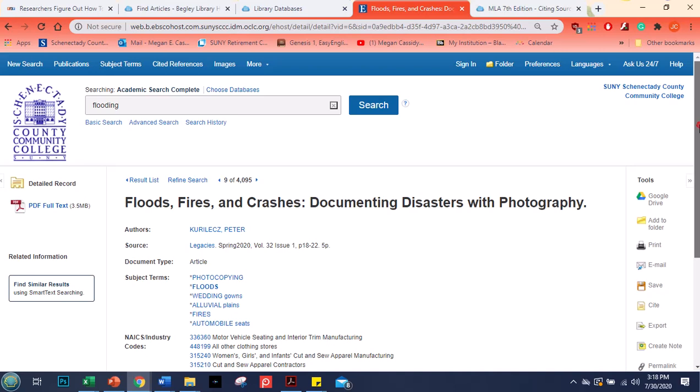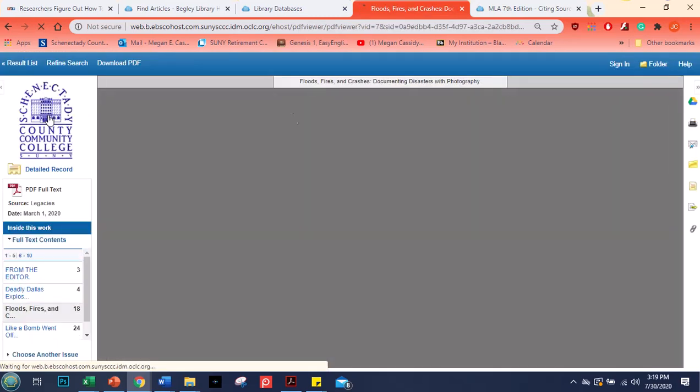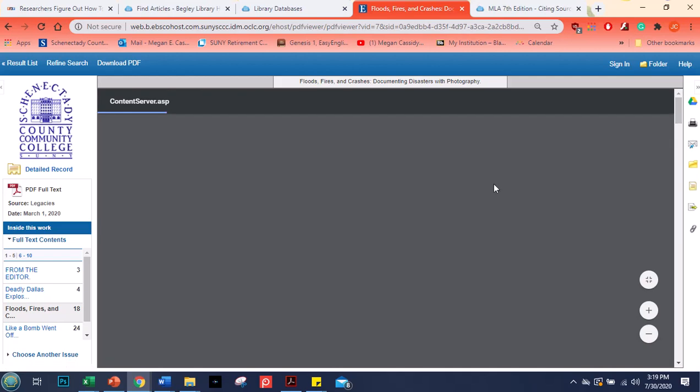So I just clicked on another article. This is Floods, Fires, and Crashes by Peter Kurlitzek. The full PDF is over here on the right. So it is a range of pages.